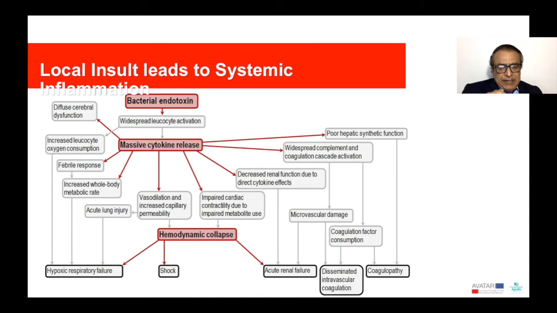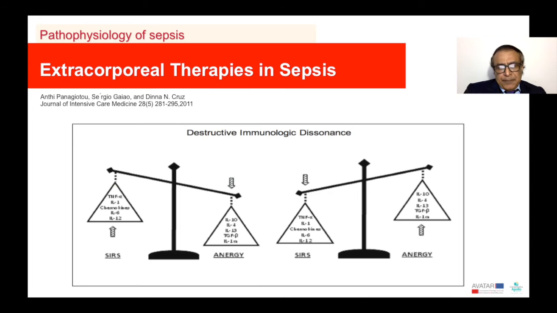Now, if you look at this particular state, sorry for the mispositioning of the slide, the net result of pro-inflammatory and anti-inflammatory responses is a massive cytokine release and multi-pronged defects which are interlinked to each other. They lead to the final formation of hemodynamic collapse, hypoxic respiratory injury, shock state, acute renal failure, disseminated intravascular coagulation, coagulopathy, and hepatic dysfunction, and eventually it would affect the neurological status of the person as well.